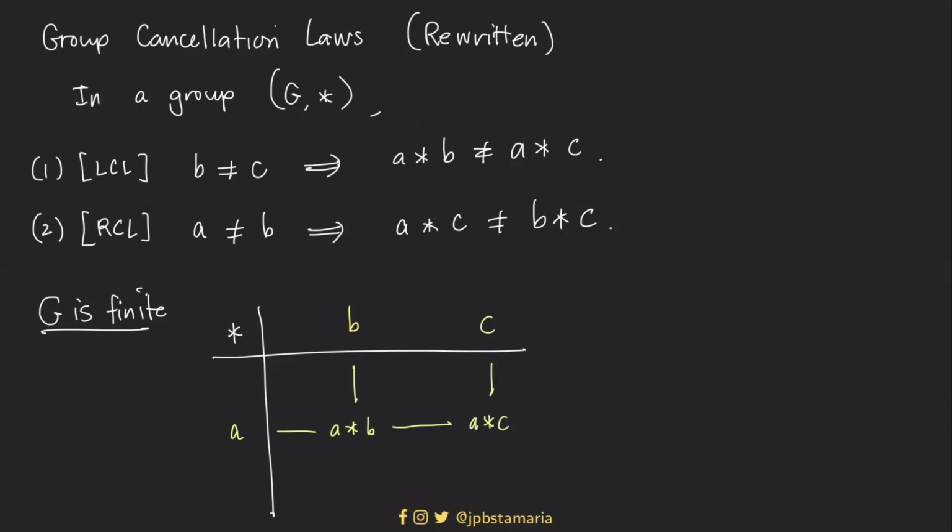Correct? Anong sinasabi nung left cancellation law if you interpret it? If you have two different columns, what do you have in a row? In a row, in two different columns, you have two different elements. Meaning to say, in any row, no two elements are repeated.